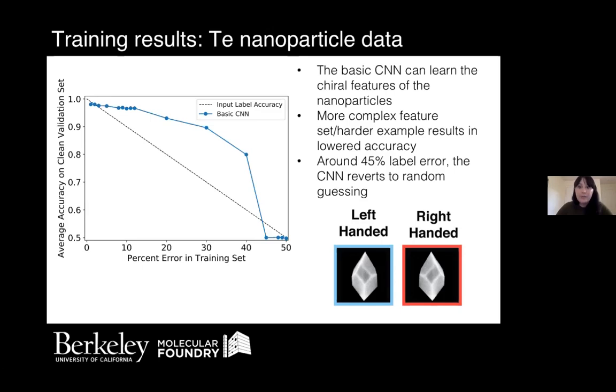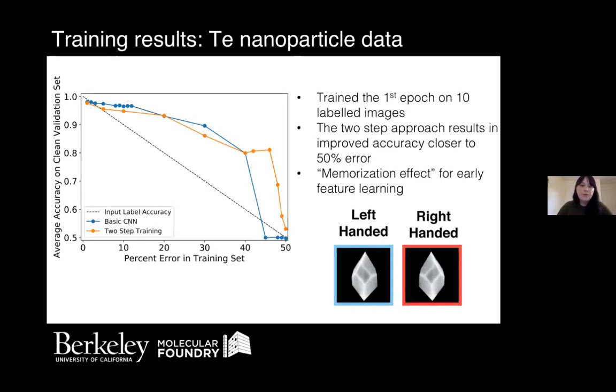This will be problematic if we continue to train on a very small data set, because our neural net would almost certainly overfit. But for the very first epoch, giving it a small data set and then allowing the subsequent training steps to occur on the large full data set actually pushed our ability to overcome and learn the important features of the chiral nanoparticles closer to that 50% error in the training set. So this is really relying on that memorization effect and overfitting effect for the small data set for early feature learning.